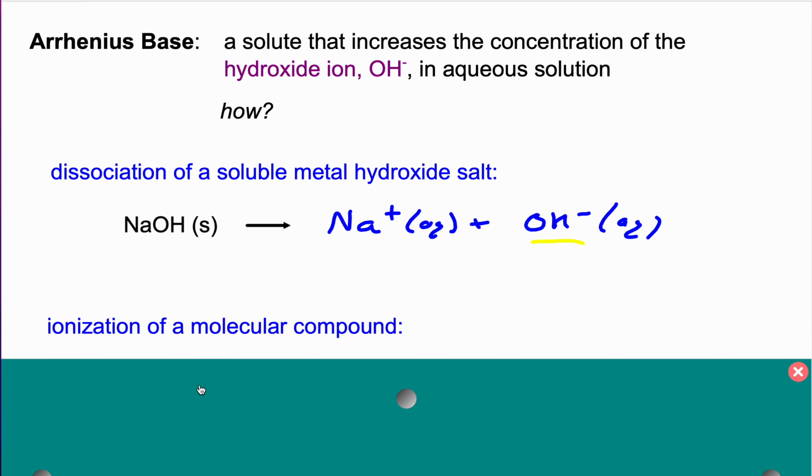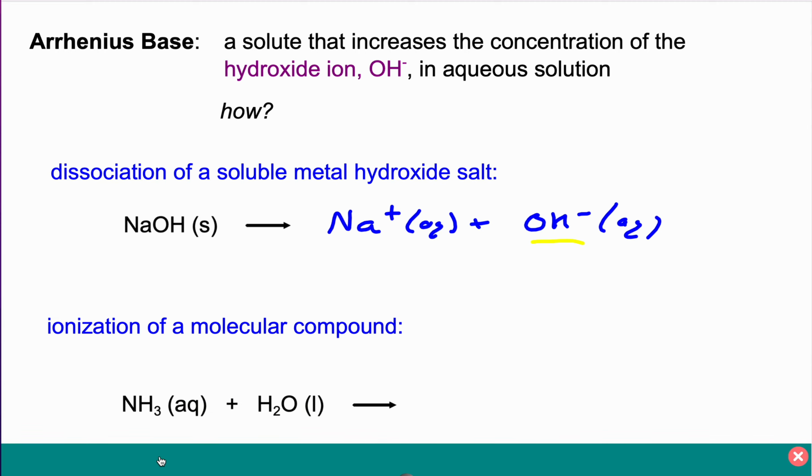Now, we can also form hydroxide by the ionization of a molecular compound like ammonia. When I place ammonia in water, it reacts with water in a kind of interesting way. It does so by removing H+ from the water molecule. It ionizes the water molecule, and when the ammonia gains H+, it forms the ammonium cation, leaving behind the hydroxide anion. But once again, in each of these cases, because OH- is one of the products that we get when we put that solute in water, each of these substances is considered an Arrhenius base.